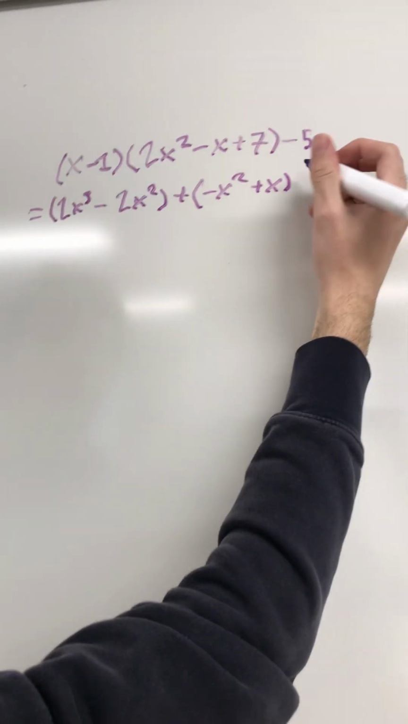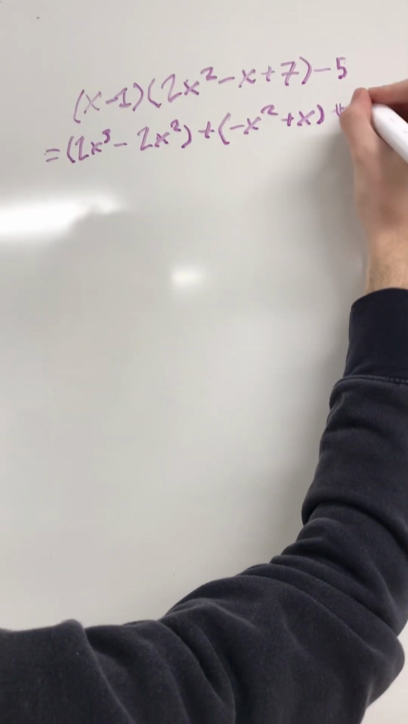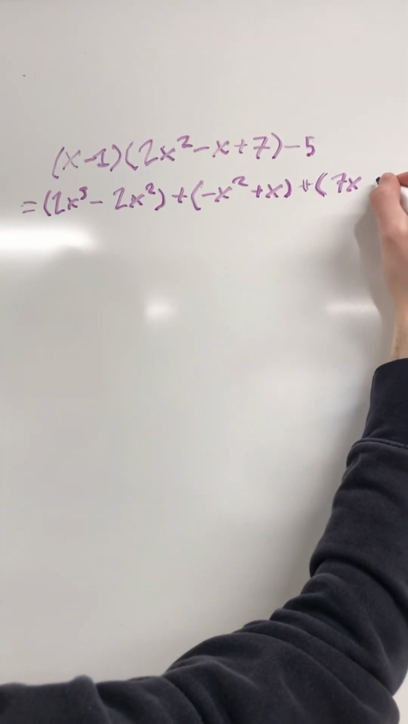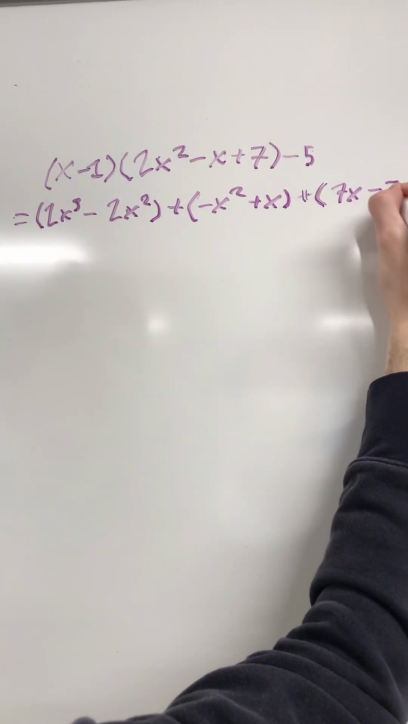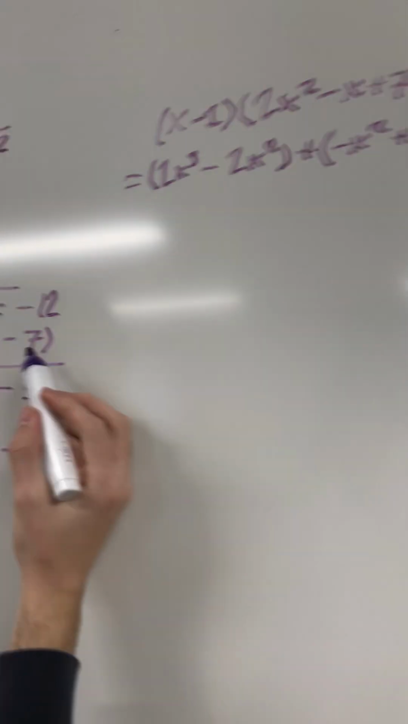And then you keep going, you do 7 times that, and that gives you 7x, minus 7, minus 5. Then this is also the same as right down here.